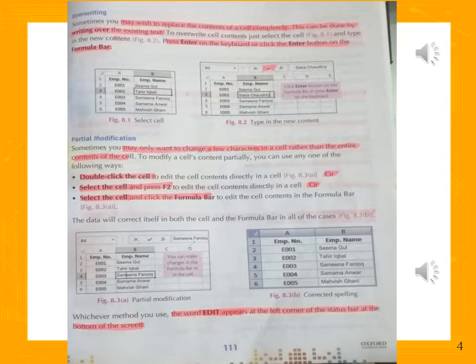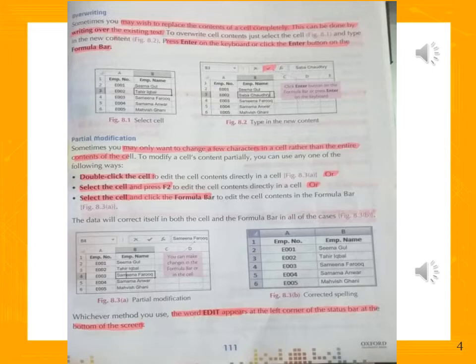Press enter on the keyboard or click the enter button on the formula bar. Enter button, you can see this tick button. I already highlighted it. You can see it. This button will be clicked by mouse, and you can also enter from the keyboard. Okay? Keyboard keys will be pressed and mouse button will be clicked. Here you can see in the example, Tahir Iqbal is overwritten by Sabah Chaudhary.